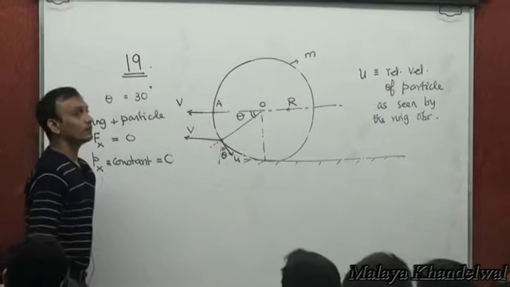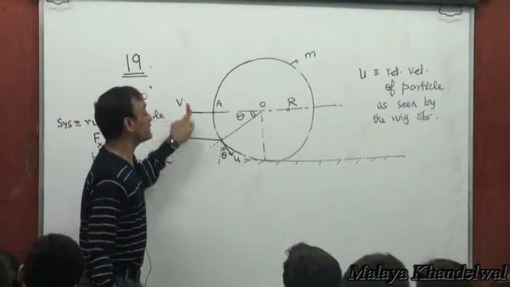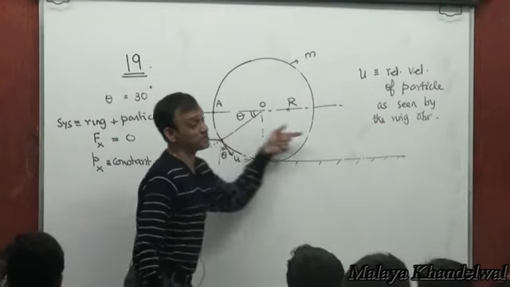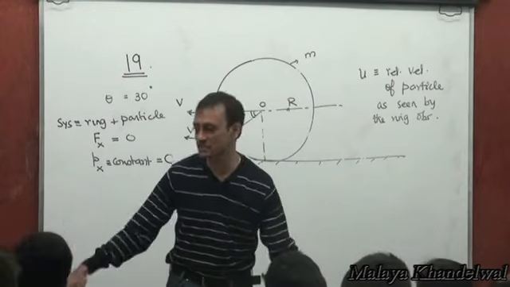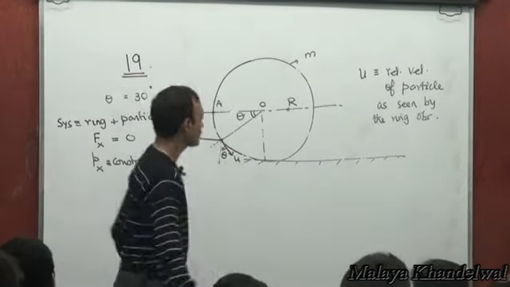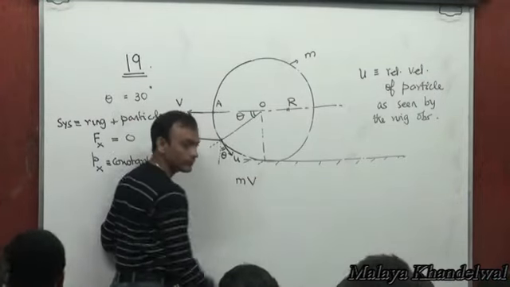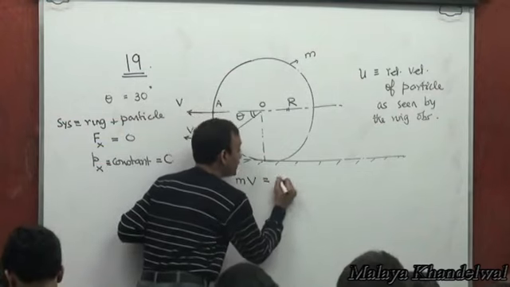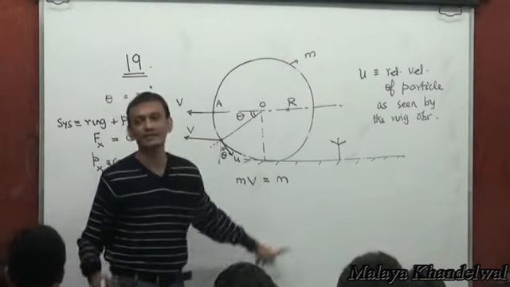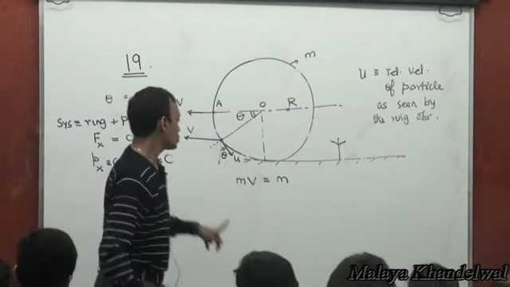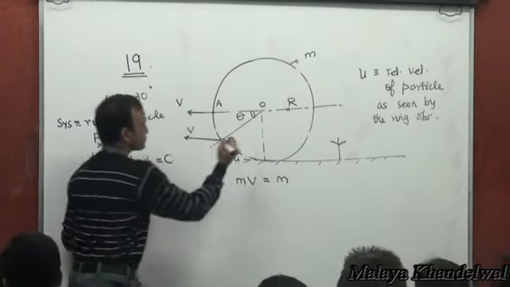The linear momentum of the ring in this direction must be equal to the linear momentum of the particle in this direction, so that there is no net linear momentum housed by the system. The linear momentum of the ring in this direction is m into v, and all this is by a ground observer. I am preserving this linear momentum in the ground frame. So at this instant B, between A and B, I am preserving linear momentum.